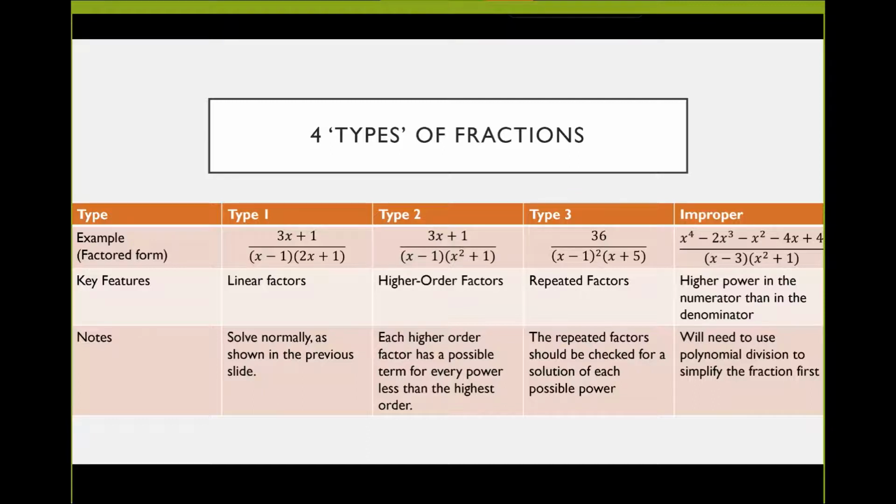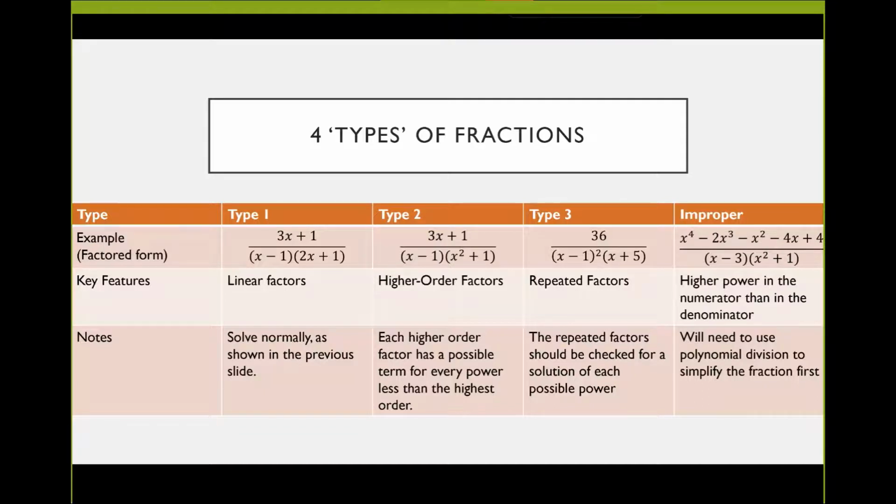Okay, type 2 is whenever we have higher order factors. So something like this. If I have x squared, I'm not a linear factor anymore. So every time I have a higher order factor, there is a possible term that is every power less than that higher order. So if I broke this apart, this would be 3x plus 1 over x minus 1 times x squared plus 1 could be equal to some number a over x minus 1 plus bx to the first power plus c over x squared plus 1.